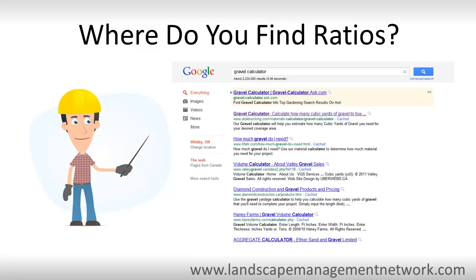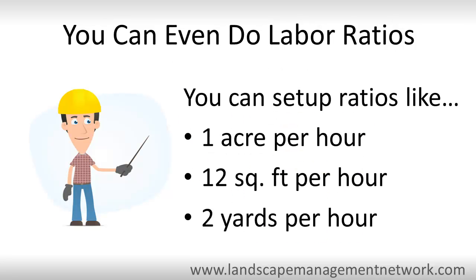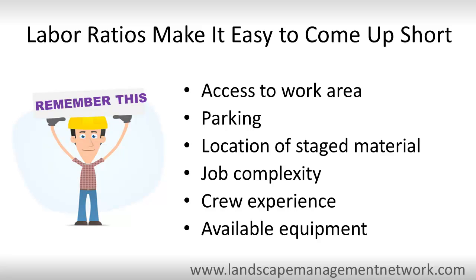You can find many calculators online. There are mulch calculators, planting calculators, ground cover calculators, and all these can help you create ratios in your templates. You can also add ratios for labor. If your guys can do 10 square feet every hour, then you could create a labor ratio for that as well. However, be extremely cautious when you're trying to estimate labor by square feet or any other area measurement.